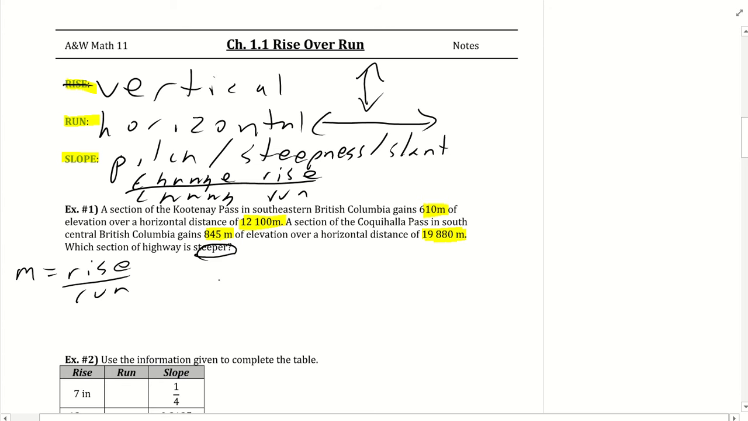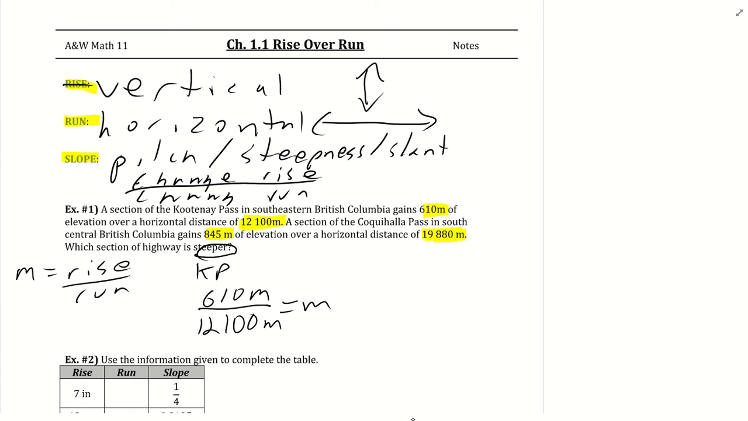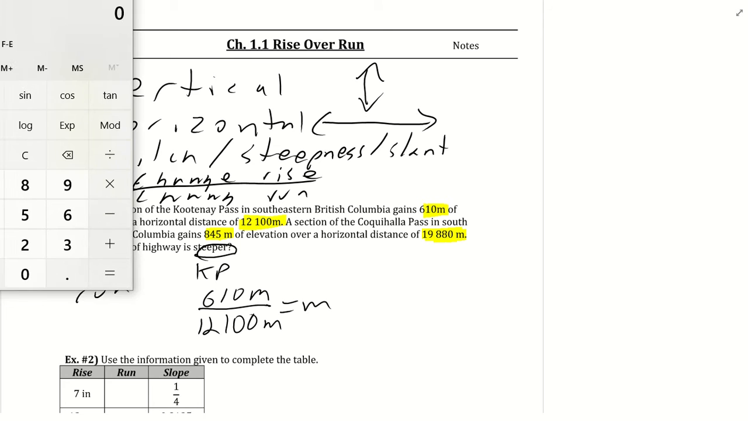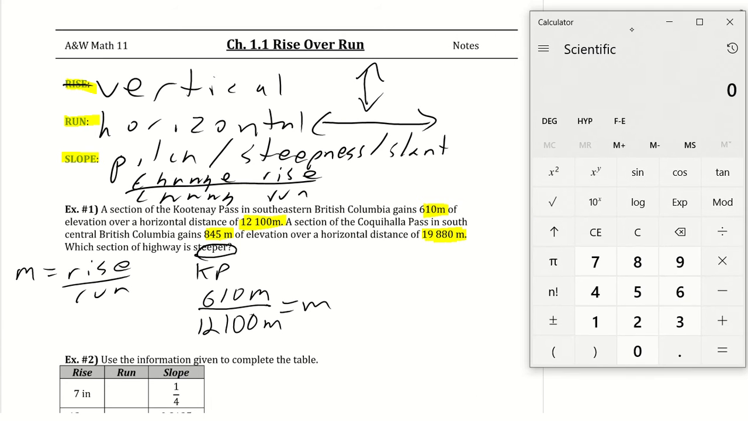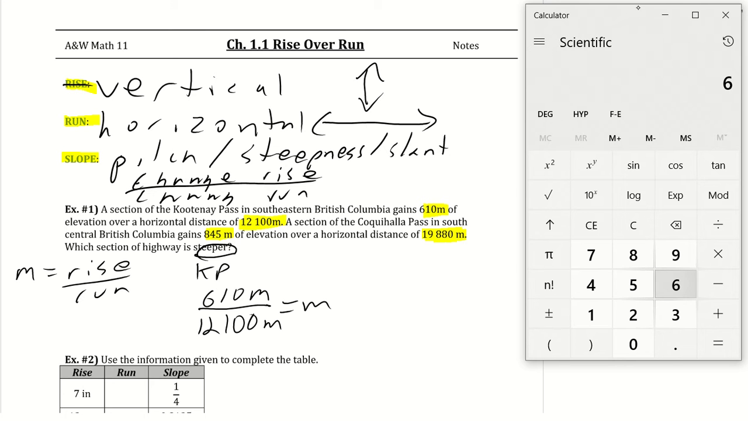So when we look at the Kootenay Pass, we would have 610 meters over 12,110 meters, and we have to figure out what the slope is. I'm going to bring up the calculator here. All right, my handy dandy calculator, and we're going 610, dividing that by 12,100 meters. And that's going to give us about 0.05. We'll round that off.